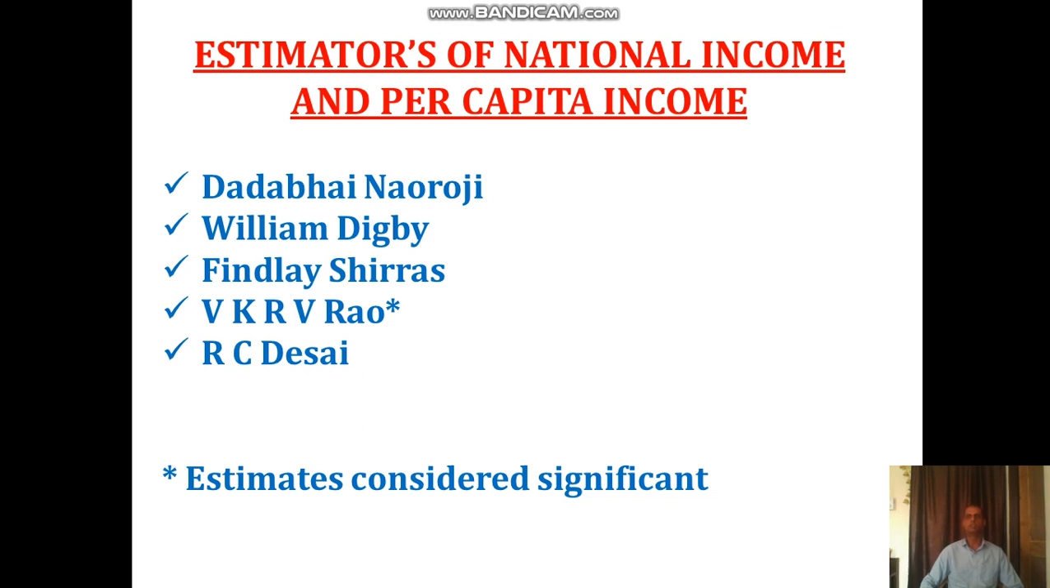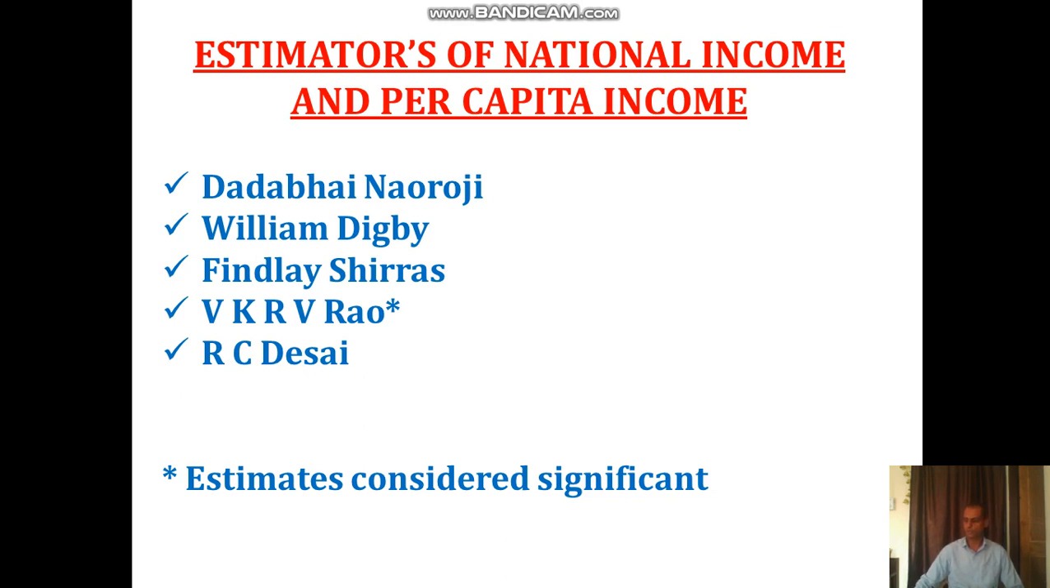But some estimators were there, like Dadabhai Naoroji, William Digby, Findlay Shirras, V.K.R.V. Rao, and some others, but it was V.K.R.V. Rao whose estimates were considered. R.C. Desai was there, but it was V.K.R.V. Rao whose estimates were considered significant in the calculation of national income.